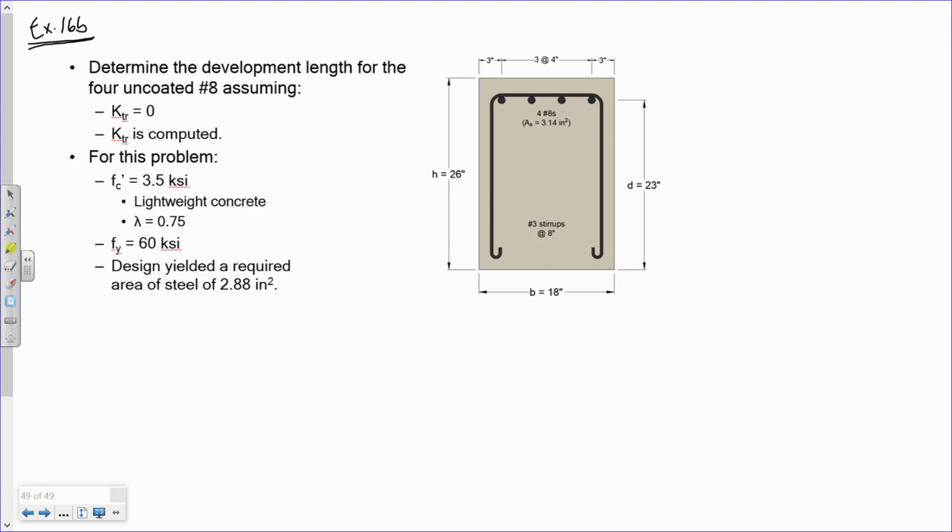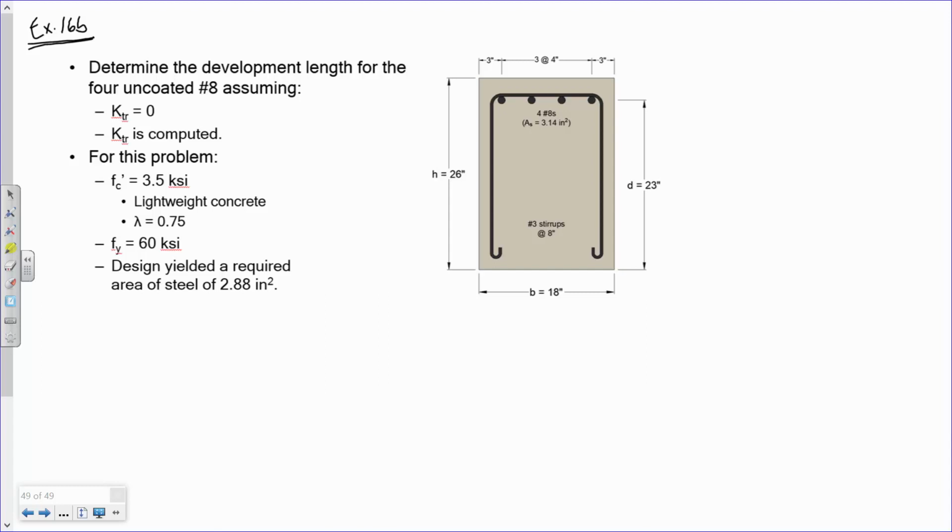Okay, so let's see what's been pointed out to us. Let's talk about material properties. We know that fc' is 3.5 ksi. We know that our lightweight concrete factor, the aggregate factor, is 0.75. We've got 60 ksi steel. We know the differences between how much rebar was necessary and how much was provided. We're going to do it with Ktr as 0 and Ktr as computed, just so you all see the difference of that, and also accounting for the steel reduction.